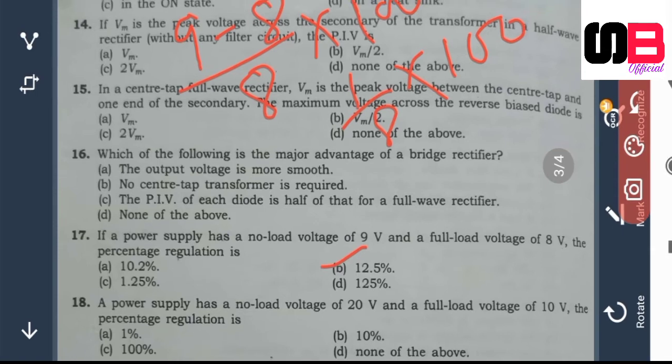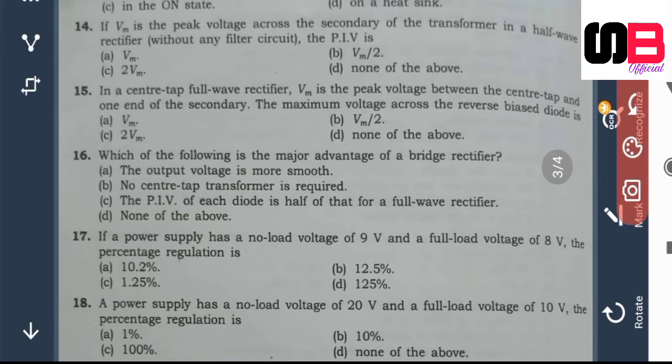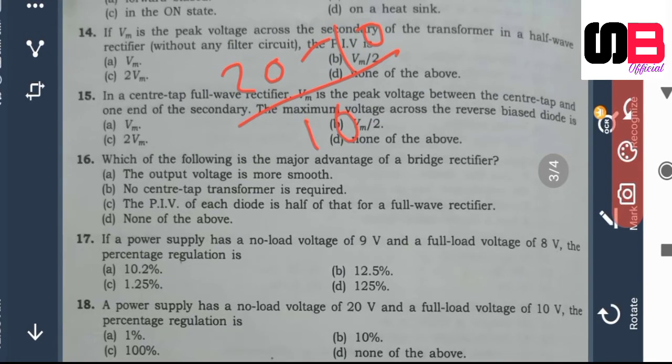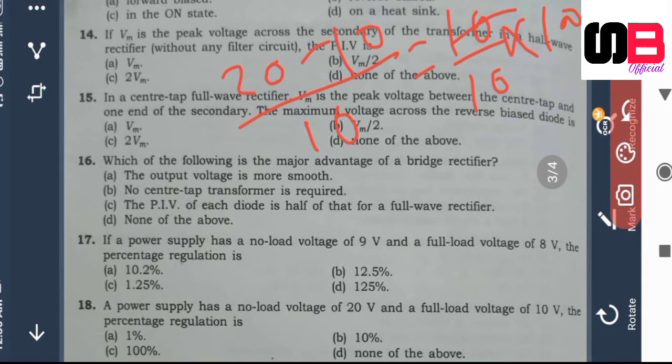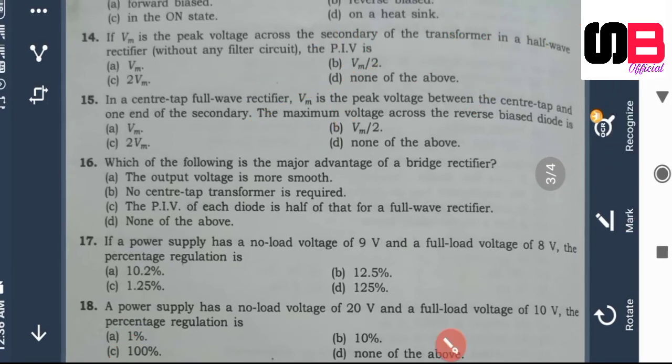Okay, the next one, question number 18: a power supply has a no load voltage of 20 volt and a full load voltage of 10 volt. What is the percentage of regulation? Again the same MCQ. So here also, 20 minus 10 by 10, so 10 by 10 into 100. So the regulation is 100%. The answer to question number 18 is 100%.